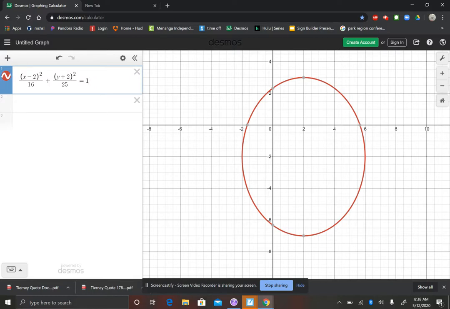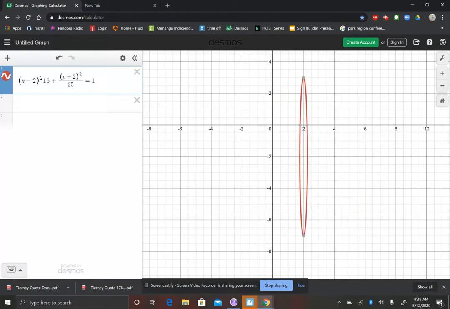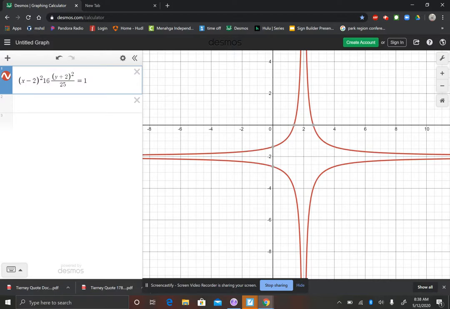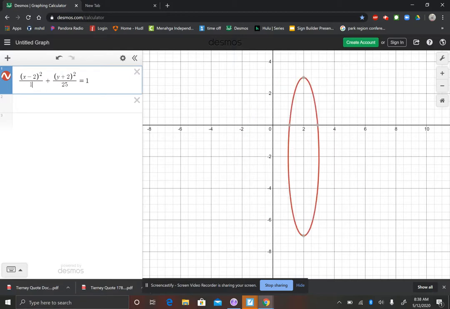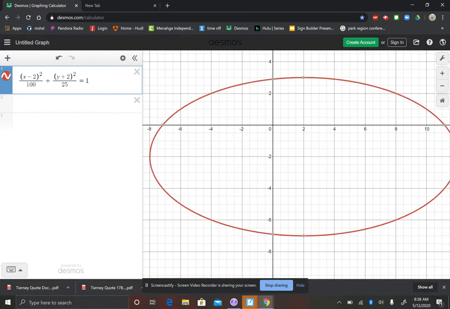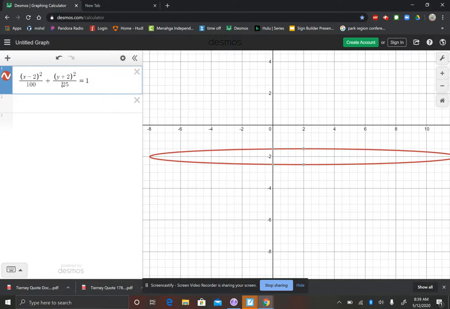And so now I can alter this value. I could take 16 and call it 1. Now that makes a much skinnier one. If I call it 100, that makes a wide one. I can change this value to 0.25. It's a very short one, because again, the square root of that is 0.5. That means that vertical axis is 0.5. All right, that's how you do today's assignment.